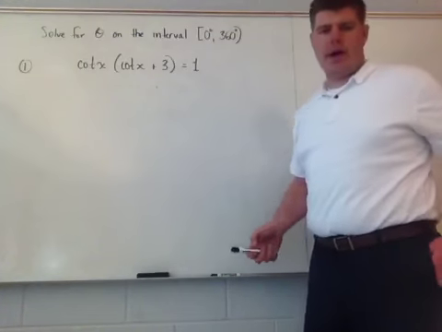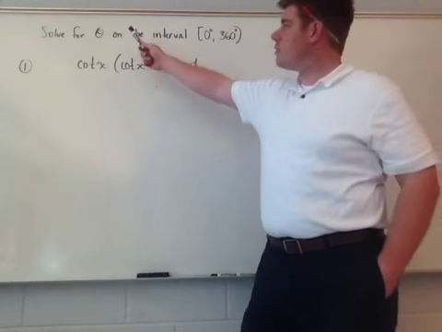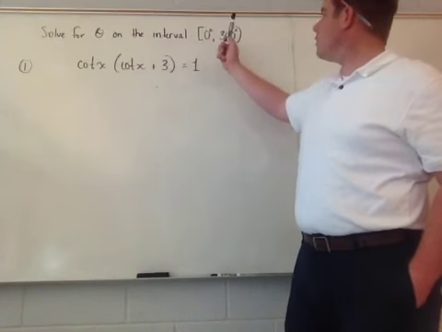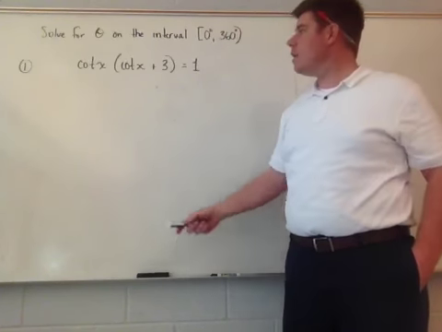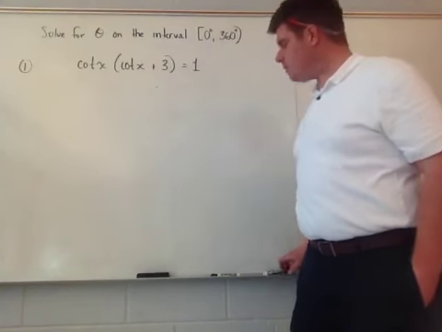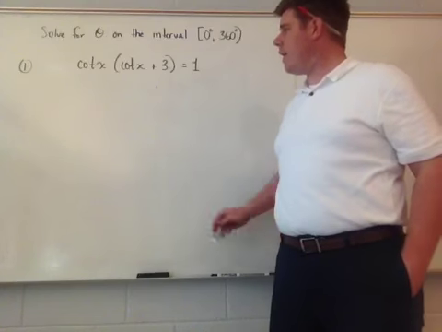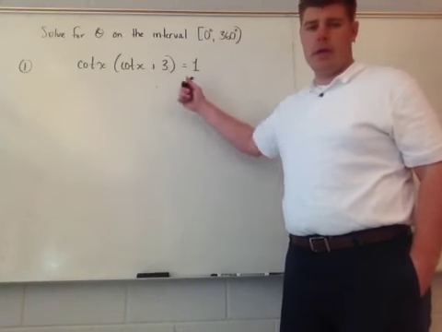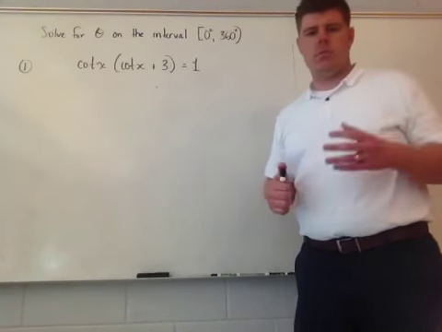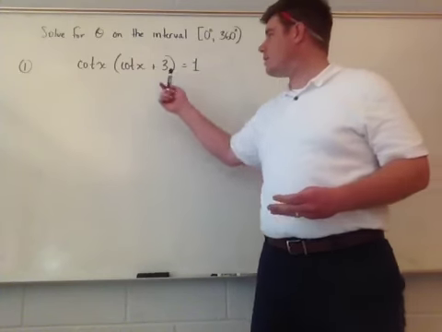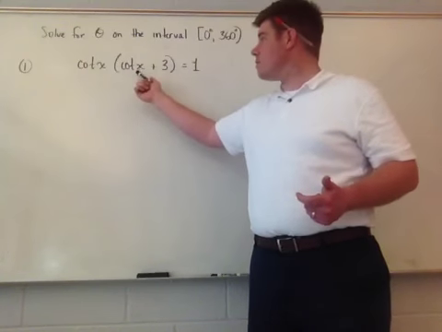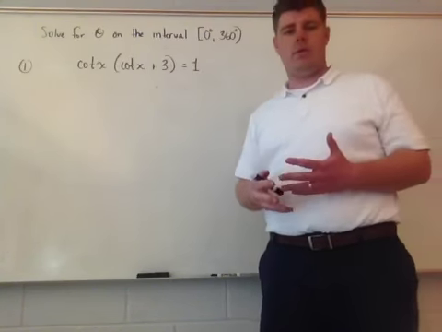Okay, hi, we've got a trig function here that we're going to talk about solving for theta on the interval of 0 to 360 degrees. My function here is cotangent of x times cotangent of x plus 3 equals 1. The problem is that I'm taking this times this and it equals 1. If it equaled 0, that would be great.